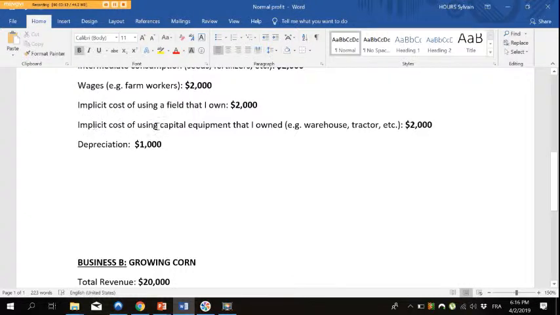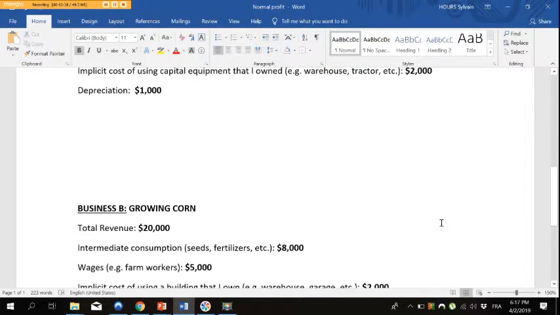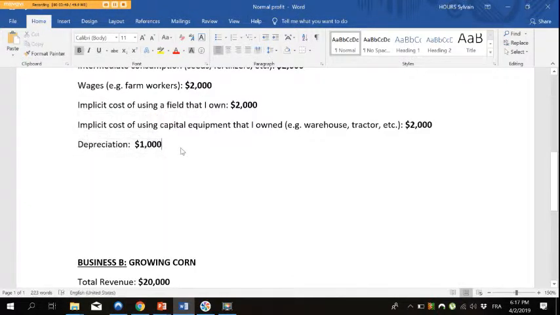And likewise, this farmer has some capital equipment, a warehouse, a tractor, and for the same reason, when this farmer chooses to use this capital equipment to run his own business rather than to rent it, there will be an implicit opportunity cost. This farmer could have received $2,000 from the rent of the warehouse or the tractor. So of course, it's the same thing for business A and business B here. And we have the depreciation, which is the loss in the value of the capital equipment.